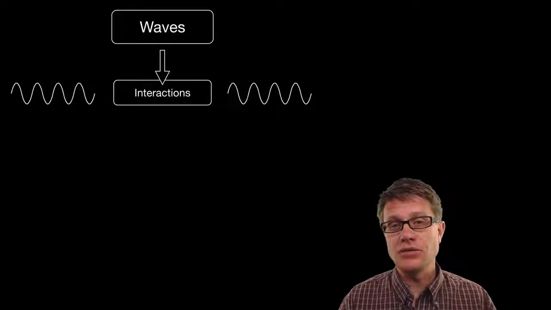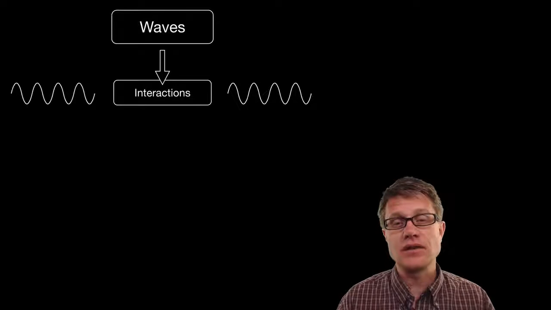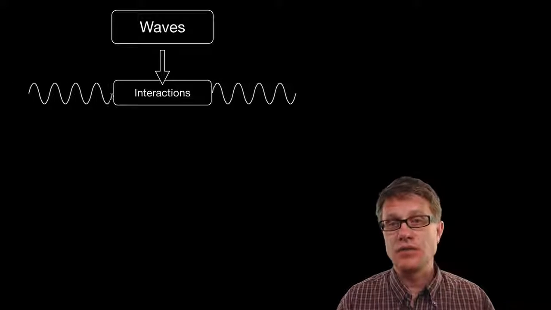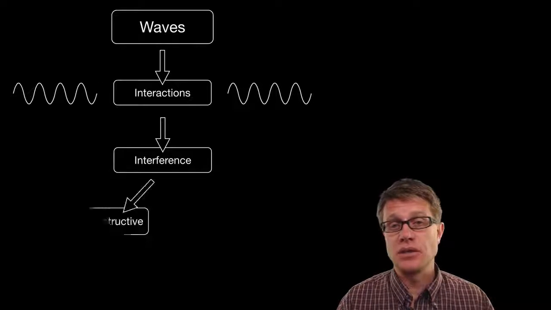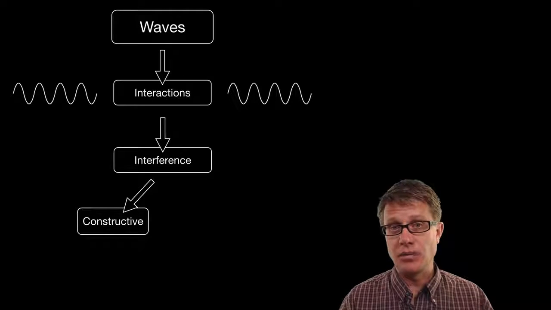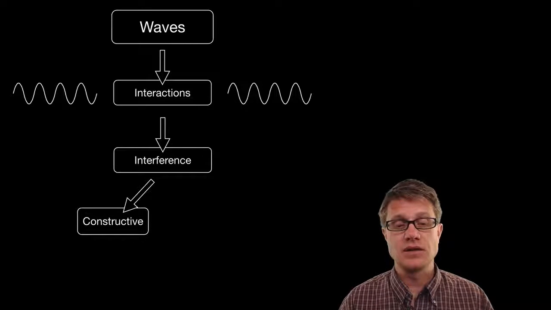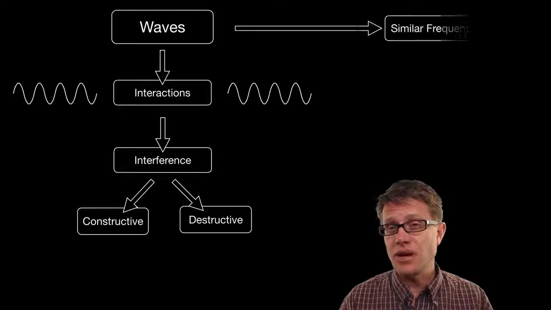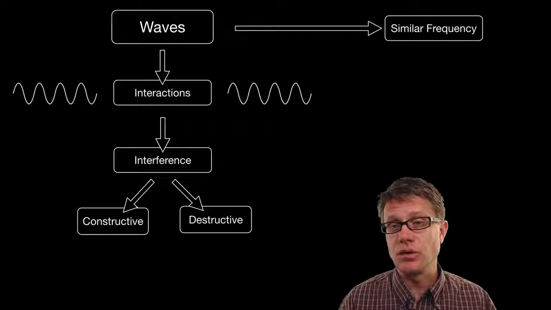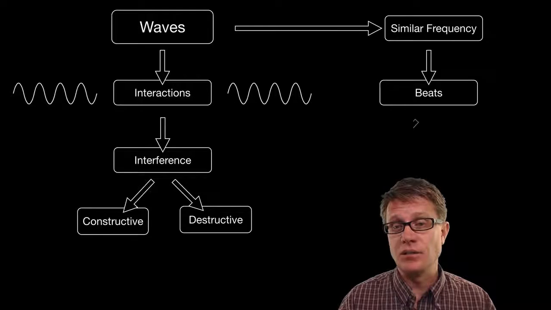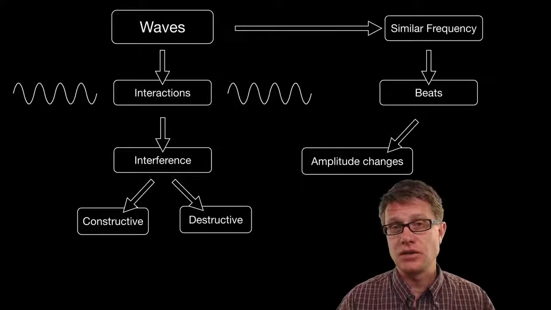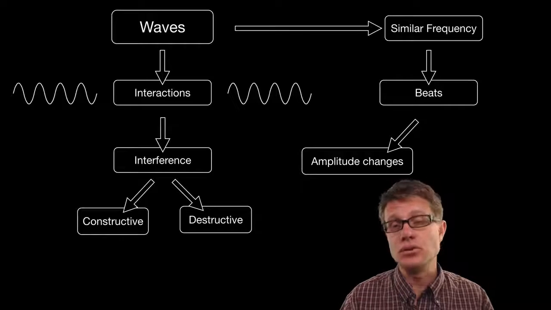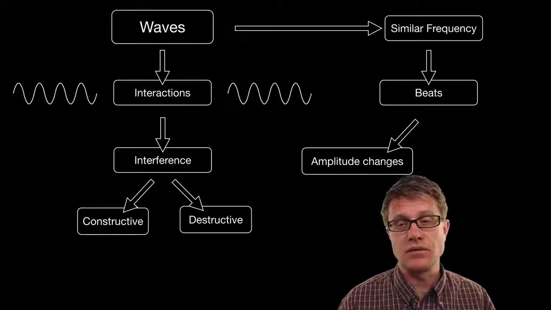And so waves, when they come together, will interact. And as they interact, they cause interference. Now that interference can be constructive, sometimes building up the wave or the summation of the waves, and sometimes it's destructive, it's tearing it down. But if those waves are very similar in frequency, what you get are these beats, and beats are going to be amplitude changes. In other words, the volume is going to go up and down and up and down and up and down due to this constructive and destructive interference.